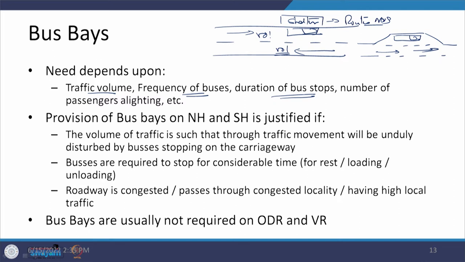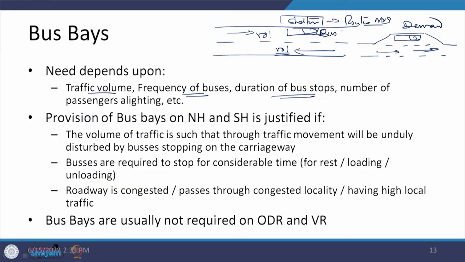What is the demand in this area? How many activities are there which are culminating in the ridership to the buses? All of these things are going to together decide whether the location requires a bus bay or we can go ahead with a single condition where a bus stop on the carriageway can be provided.